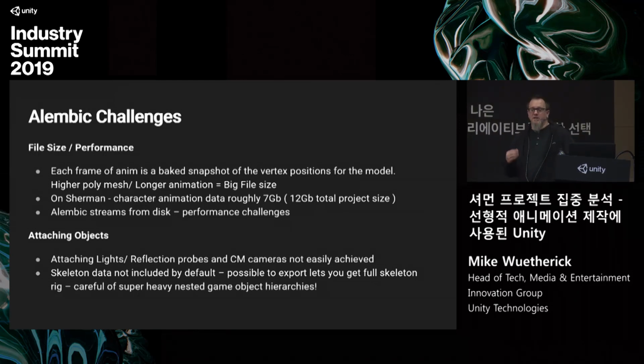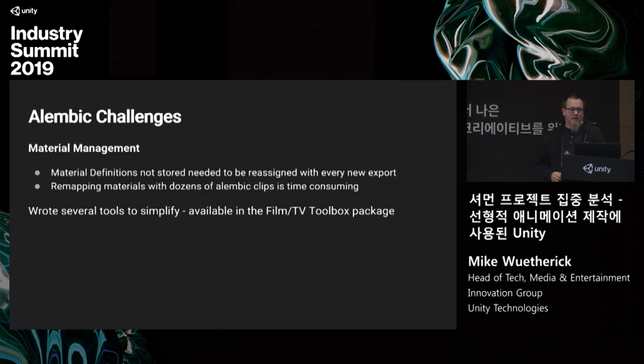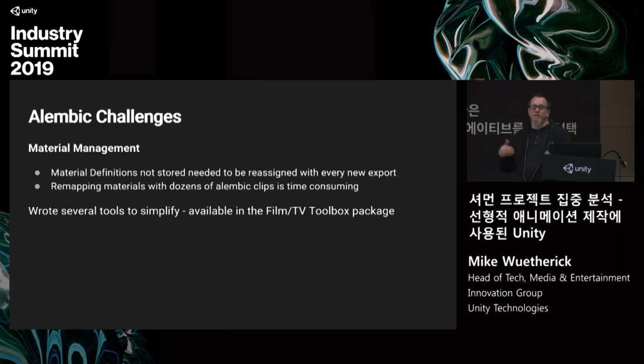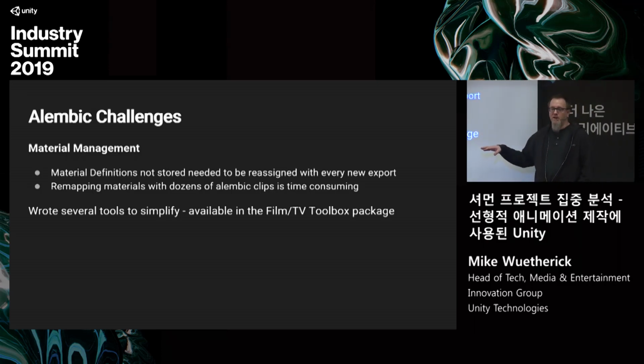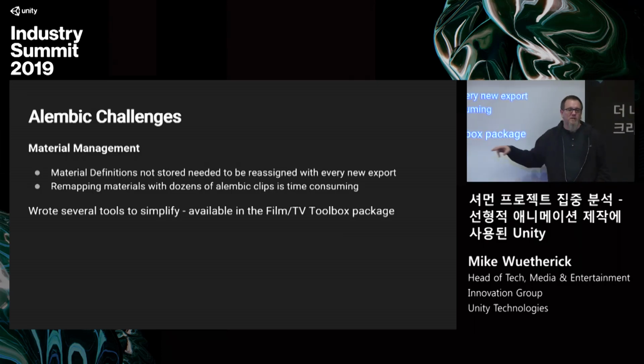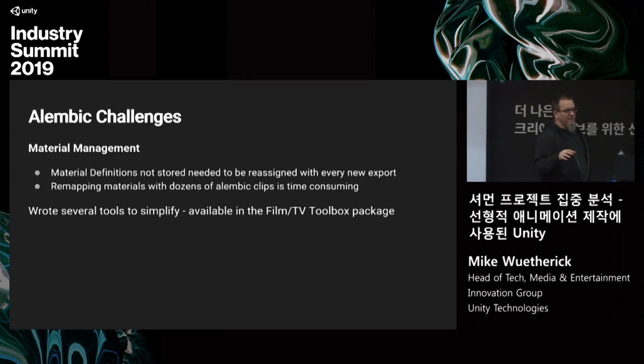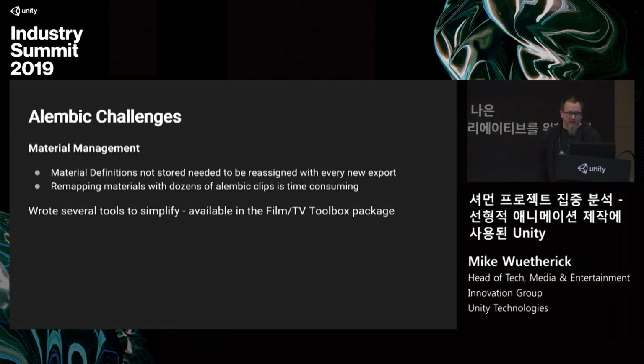Alembic also, because it is a point cloud format, doesn't lend itself to attaching objects to it, for example, lights or reflection probes, things like that. And material management is another challenge. So we developed a few tools to help work around some of these, and they're available in Unity's package management system. It's just called the Film and TV Toolbox. So that's available for everyone for free.